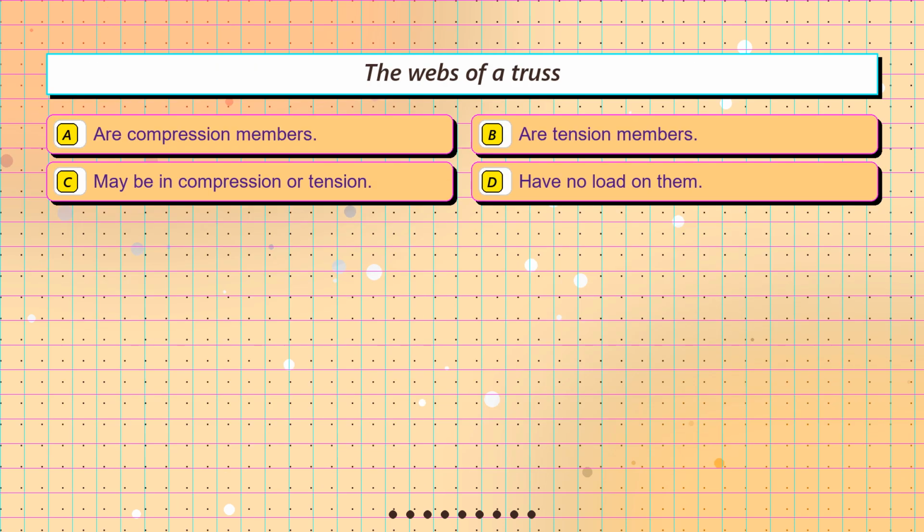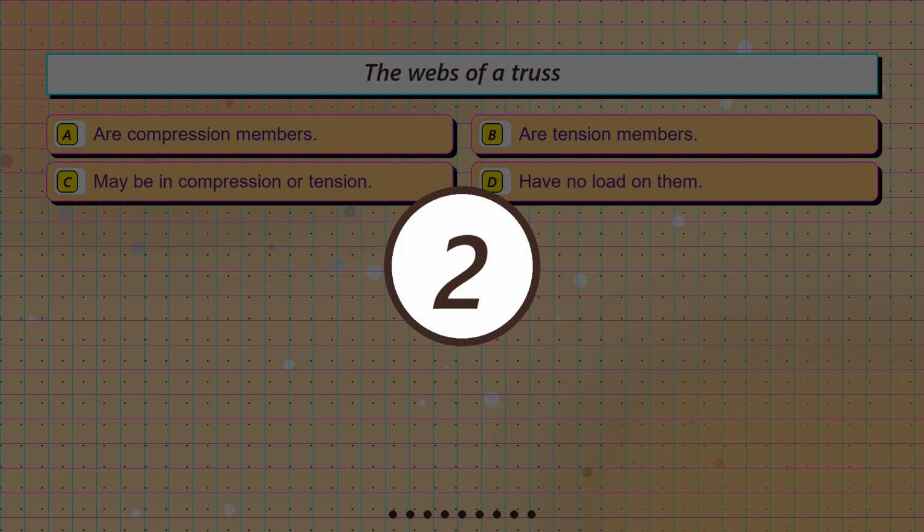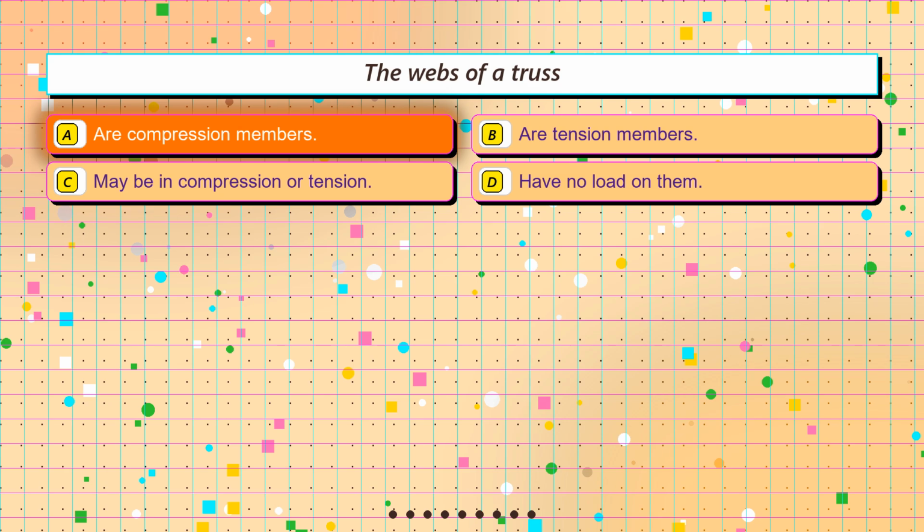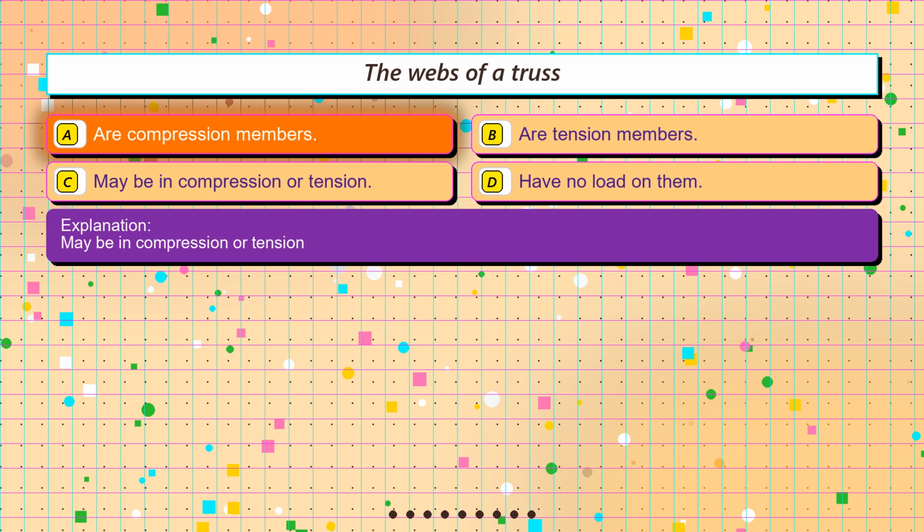Question 8. The webs of a truss: Option A, are compression members. Option B, are tension members. Option C, may be in compression or tension. Option D, have no load on them. The correct answer is option A, are compression members.